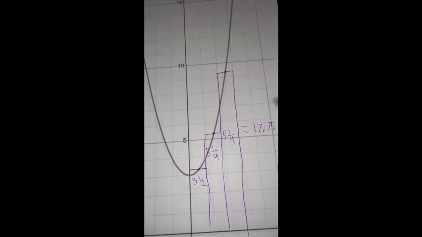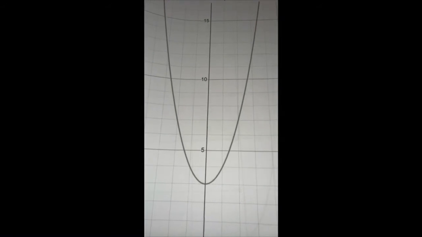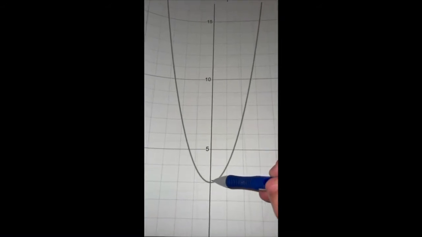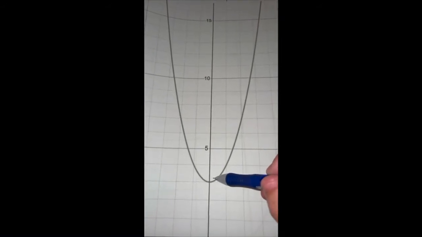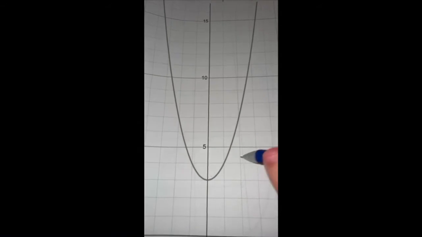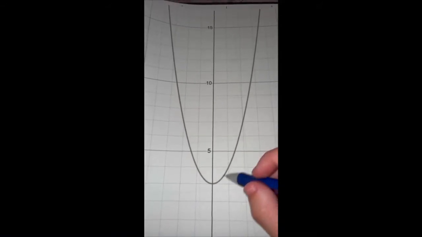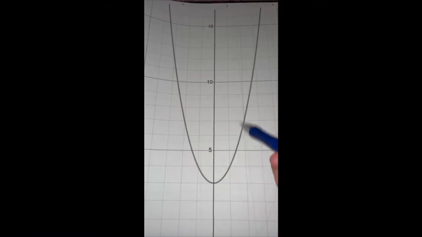which equals 17 3/4 for our midpoint Riemann sum. Since the function is increasing, we can see that the left Riemann sum is actually going to be equal to the lower Riemann sum because the leftmost point is the lowest point in that interval. And for our right, it's actually going to be the upper Riemann sum. So those numbers are going to be the same because it is concave up and increasing on this interval.